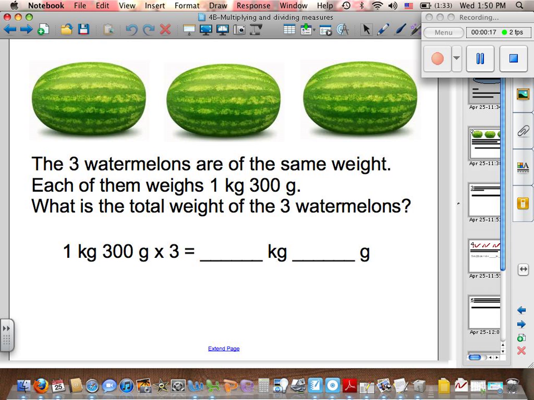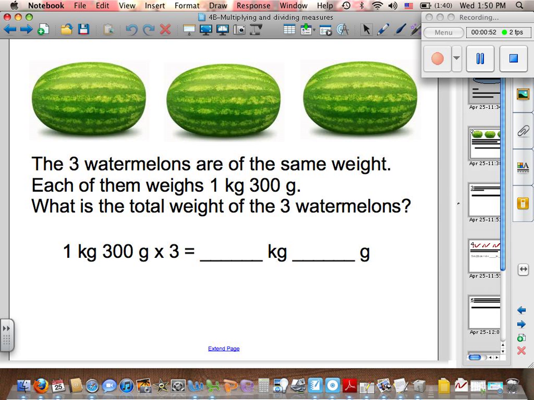Here we go. The first problem we're going to start with involves watermelons. The 3 watermelons are of the same weight. Each of them weighs 1 kilogram, 300 grams. What is the total weight of the 3 watermelons? Since we know each watermelon weighs the same, we can multiply to find the weight of all 3 watermelons. So, you see the number sentence here, 1 kilogram, 300 grams times 3 equals, and then we'll give our answer in kilograms and grams.